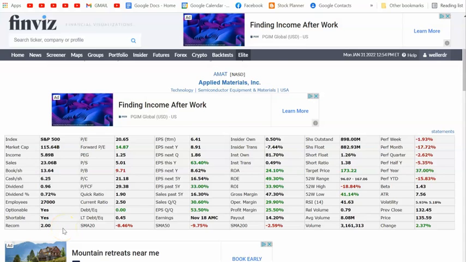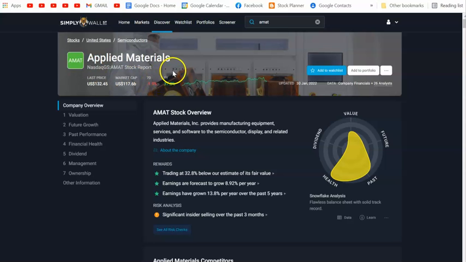That's what swing traders do. Looking at Applied Materials in Simply Wall Street, it's a paid subscription, but you get 5 of these free a month if you want to go ahead and just use the free version.